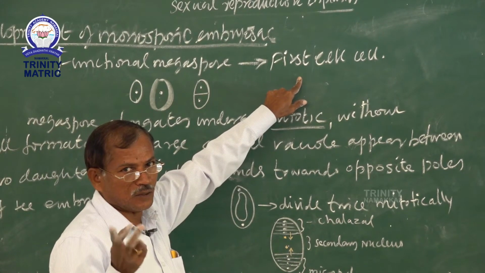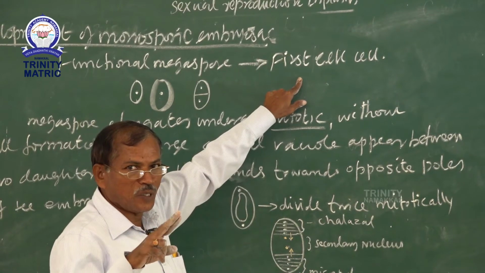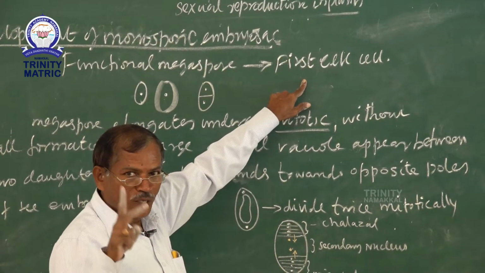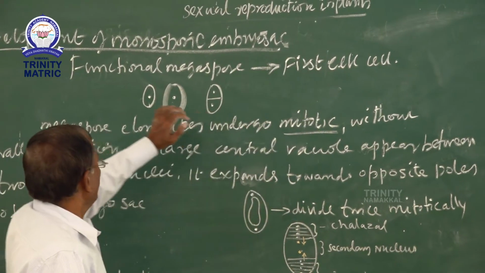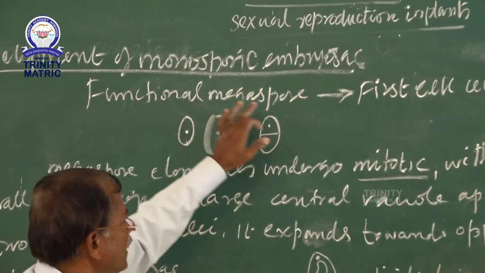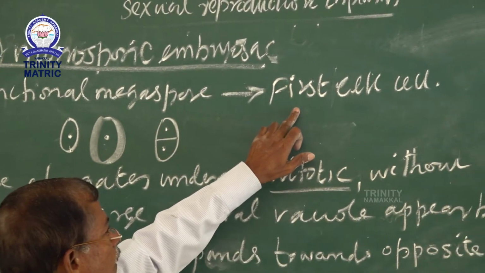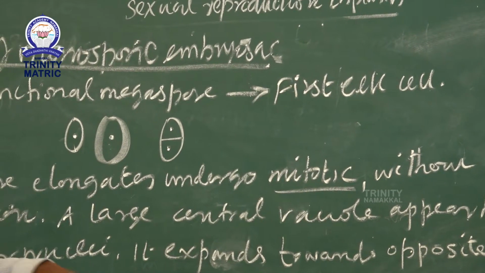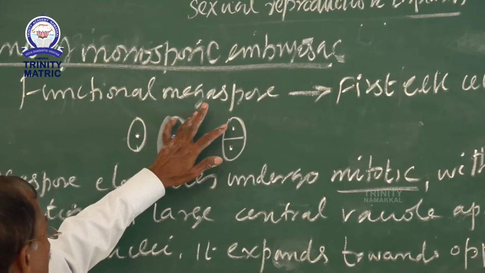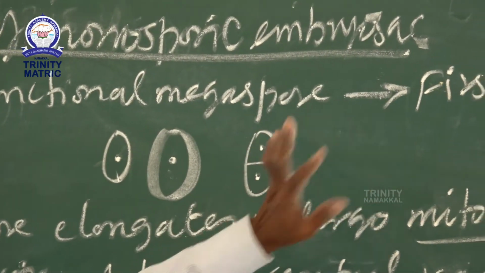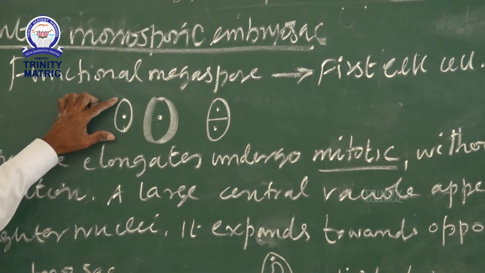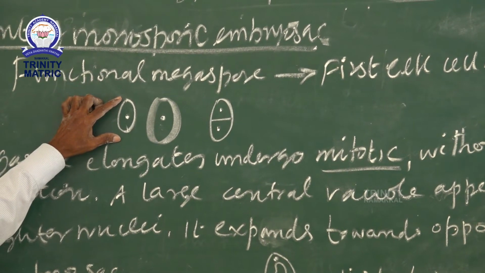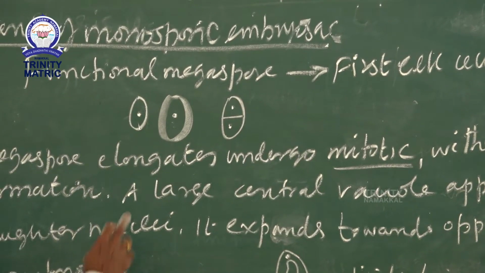Remember this point when you compare the male and female gametophyte. The microspore is the first cell of the male gametophyte. Here the megaspore is the first cell of the female gametophyte. So the functional megaspore is a uninucleate cell.